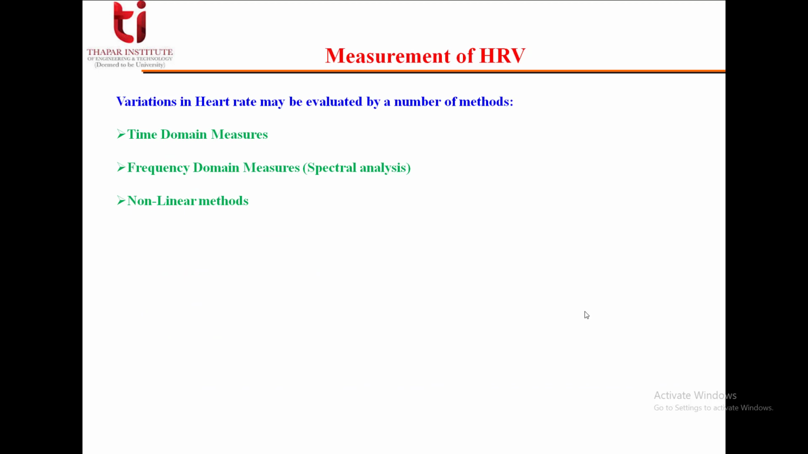Now, how do we measure the heart rate variability? We have a number of methods: time domain measures, frequency domain methods, or we can also say spectral analysis, and non-linear methods. In this course, we will mainly concentrate on time domain and frequency domain measures. In this lecture, we will concentrate on time domain measures, and in the next lecture, we will see frequency domain measures, or the spectral analysis of heart rate variability.